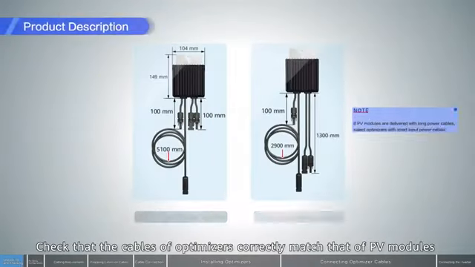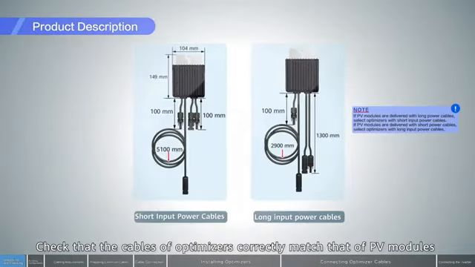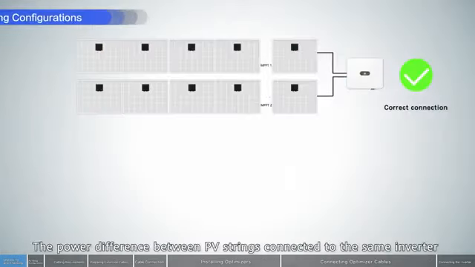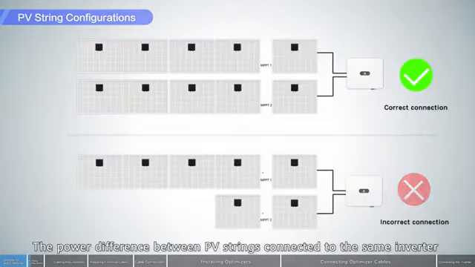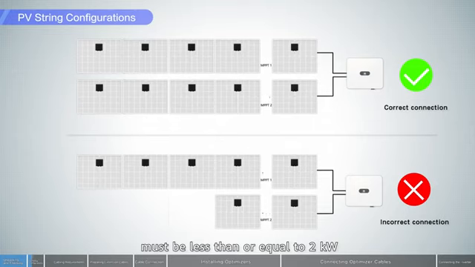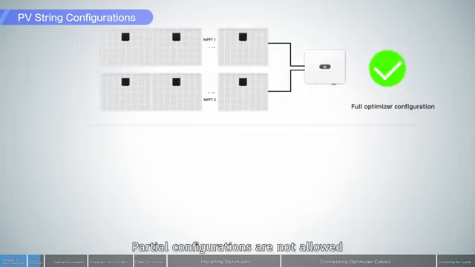Check that the cables of optimizers correctly match that of PV modules. The power difference between PV strings connected to the same inverter must be less than or equal to 2 kilowatts. Otherwise, the inverter may be derated. Partial configurations are not allowed.